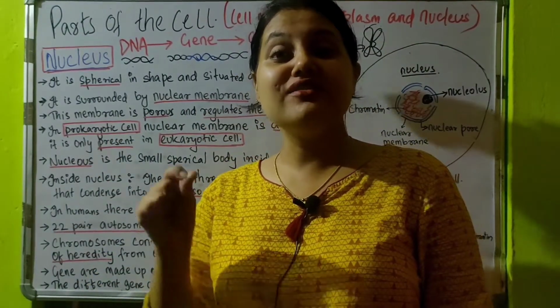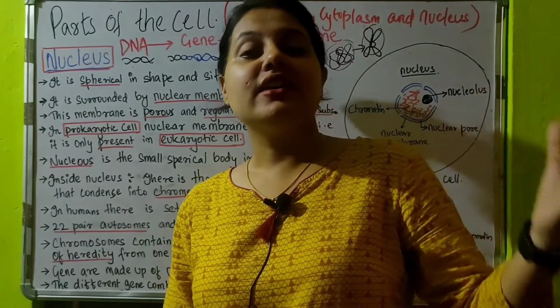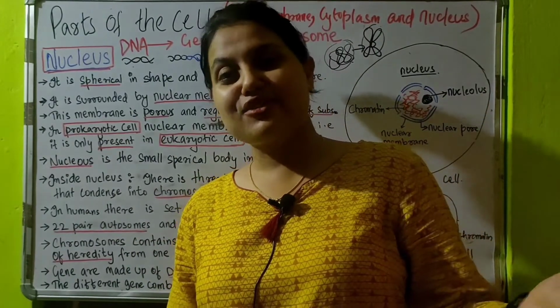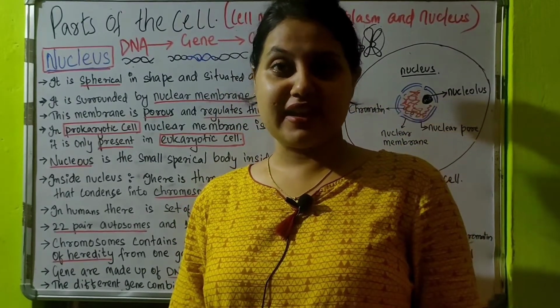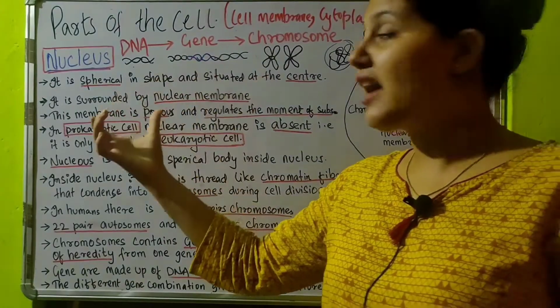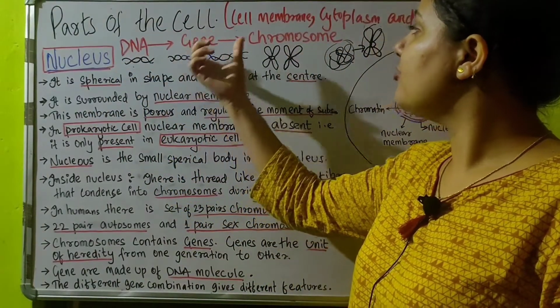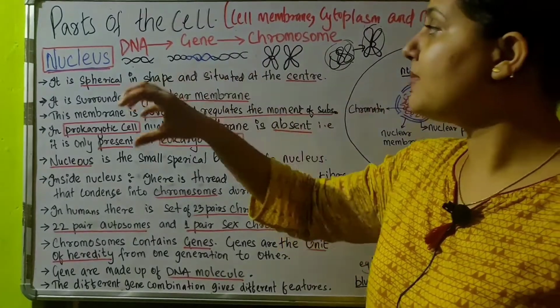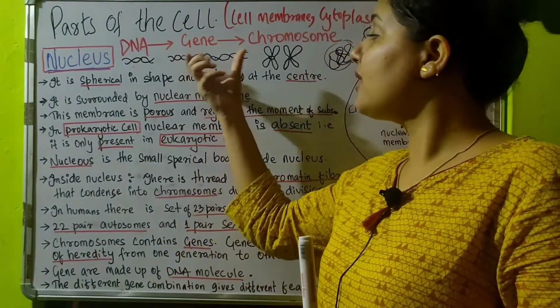And what are genes? Genes are the unit of heredity. They carry the information from parents to offspring. And they are made up of DNA. Again, you see I have made the hierarchy here. The DNA gives us genes, and from the genes we get a chromosome. That means DNA is a molecule which joins and forms a gene.